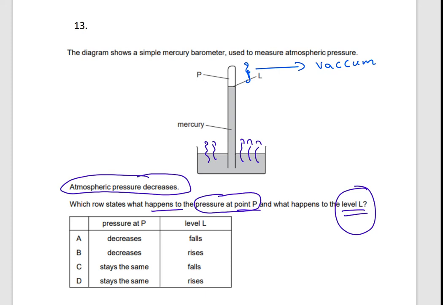So as the level here increases, what would happen to this level? Obviously that would decrease. So the level L would fall. So you have two options that tell you false. Now we have to find out what happens to pressure P. You may have learned about the barometer.